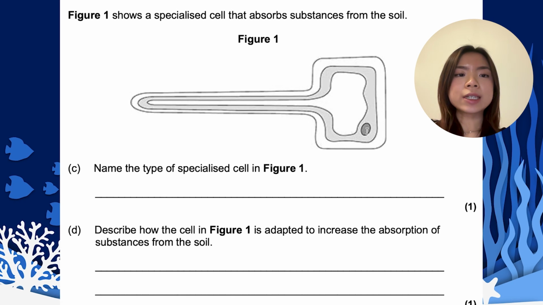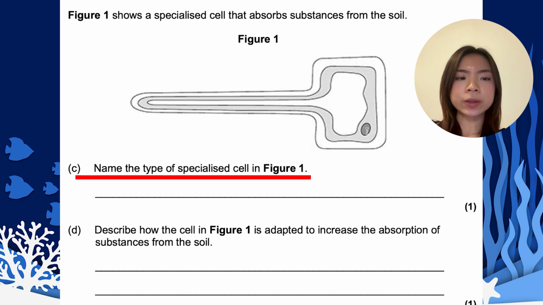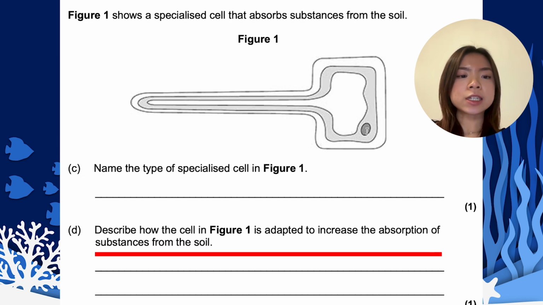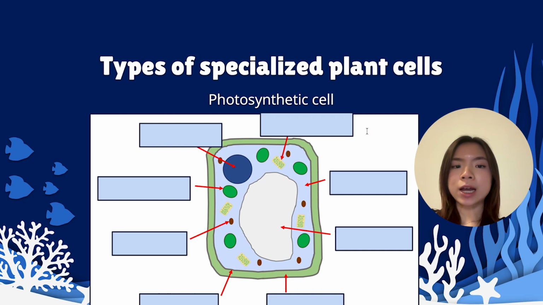So here we've got an exam question which shows a diagram. It says figure 1. Figure 1 shows a specialized cell that absorbs substance from the soil. Name the type of specialized cell in figure 1. And then the next question says, describe how the cell in figure 1 is adapted to increase the absorption of substances from the soil. So hopefully from the content that we just talked about earlier, you're able to answer this exam question on your own.